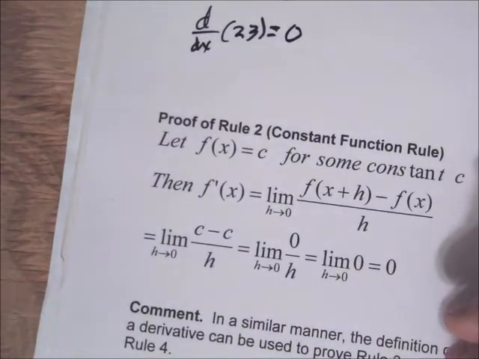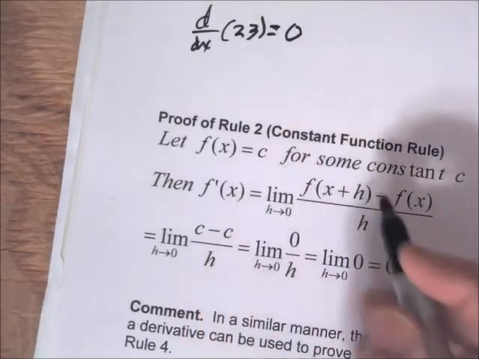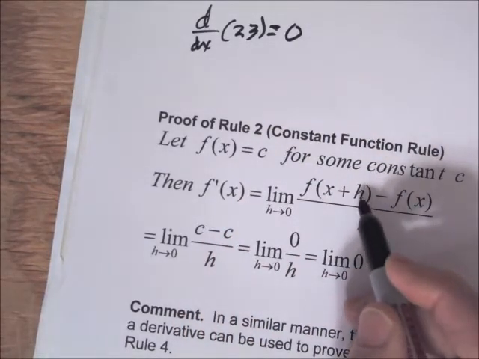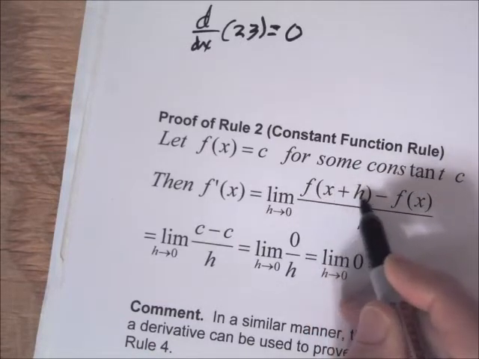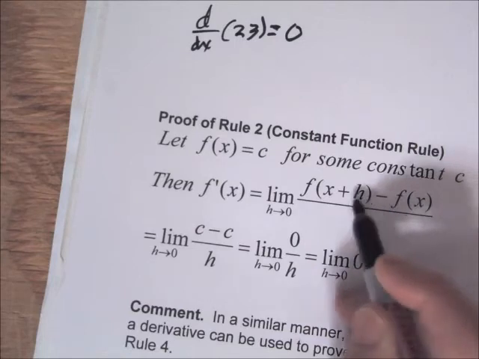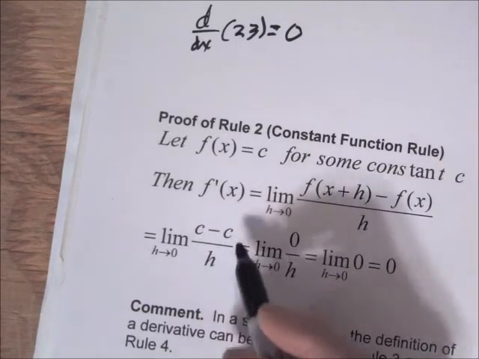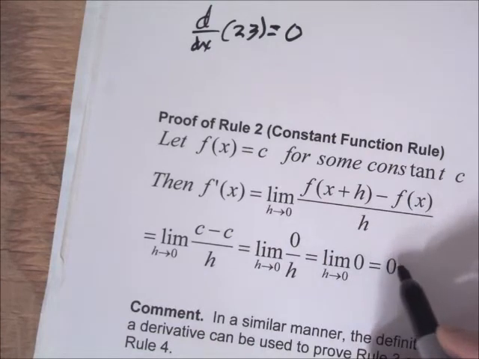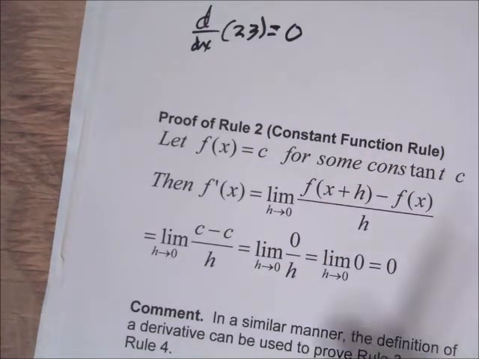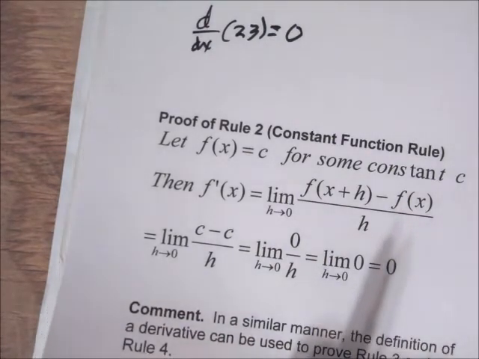And here's a proof of that. So if f of x is equal to c for some constant, then take the limit of f of x plus h minus f of x over h. Well, f of x plus h and f of x are both the same constant c, right? So it's c minus c, which is 0, over h. 0 divided by h is 0. So take the limit, you get 0 there.